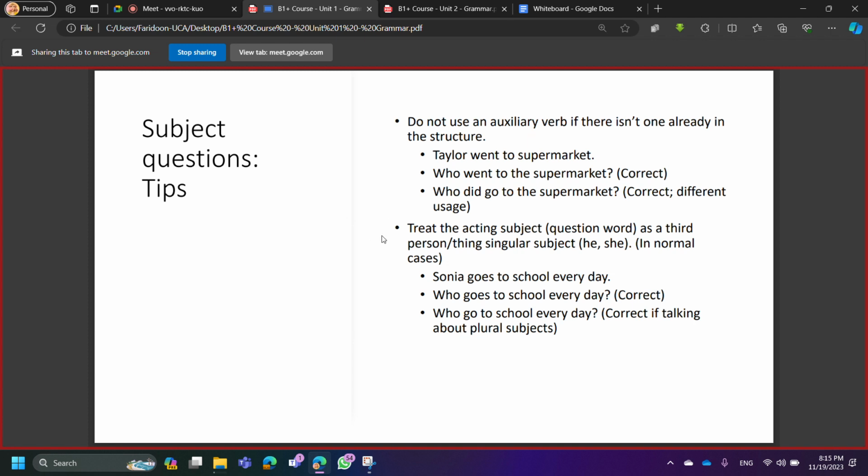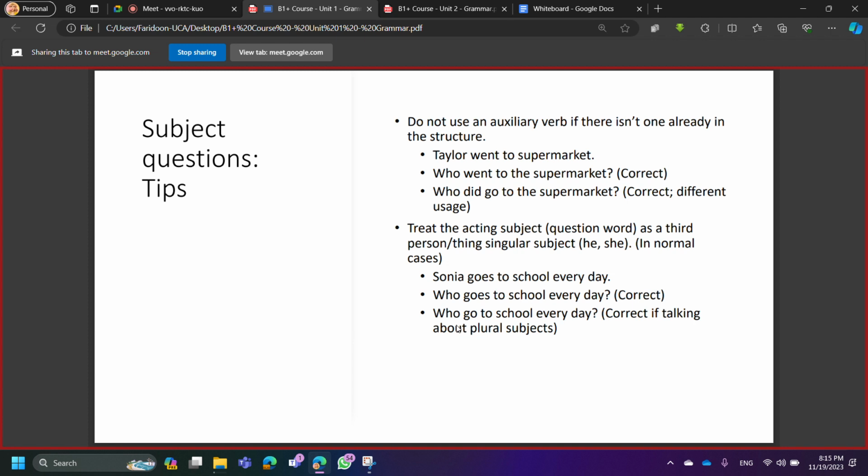Okay, tip number 2. Treat the acting subject, meaning the question word in this case, or the temporary subject, as a third person singular subject, like he or she. Okay? And this is mostly done in normal cases. For instance, if you have a sentence like Sonia goes to school every day, when you change it to a subject question, you just say who goes to school every day, right? Who goes to school every day? This is correct, and this is really, really good.